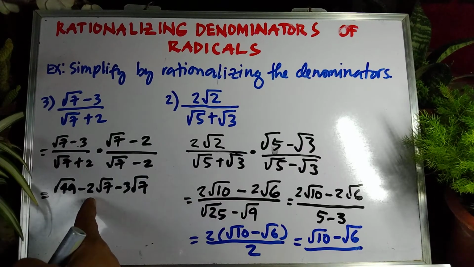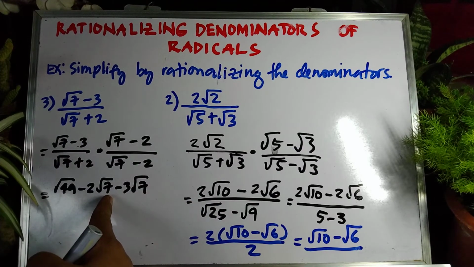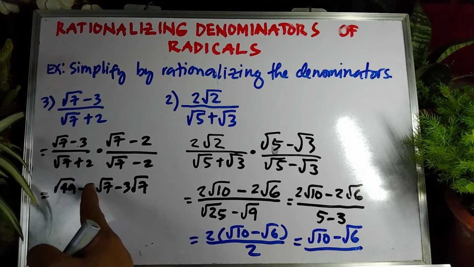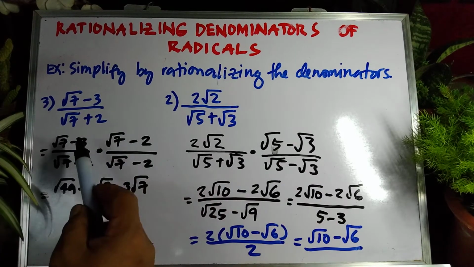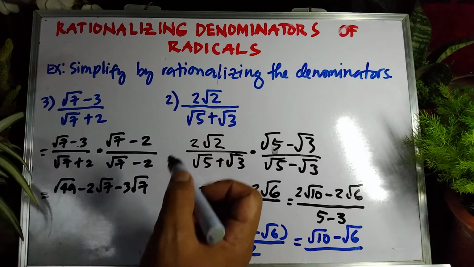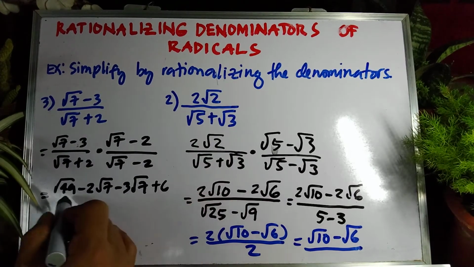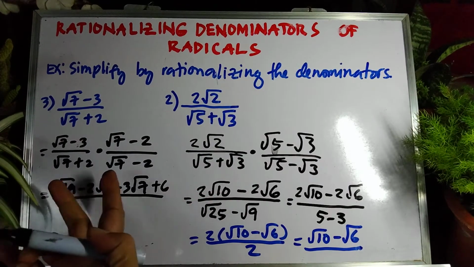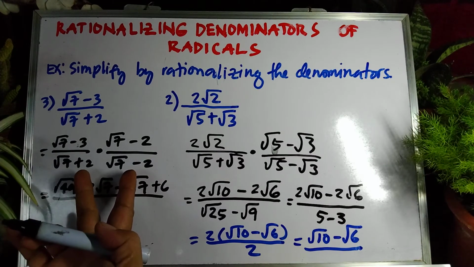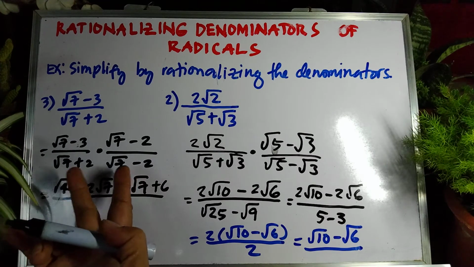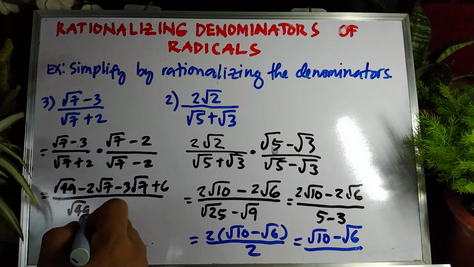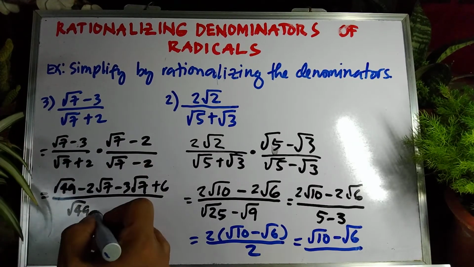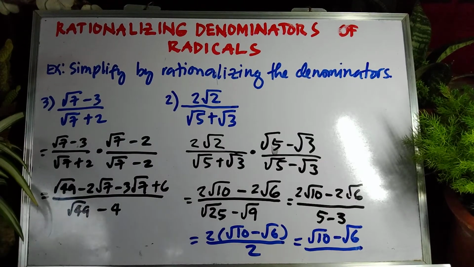Do not multiply 2 and 7, okay? Because they are not the same. Some of you might do 2 times square root of 7 and make it square root of 14. That is wrong. Now, let's continue. Negative 3 times negative 2, you have plus 6. All over, again, we can obtain a difference of two squares here. What is square root of 7 times square root of 7? It is square root of 49. Positive 2 times negative 2, that is negative 4. Correct?